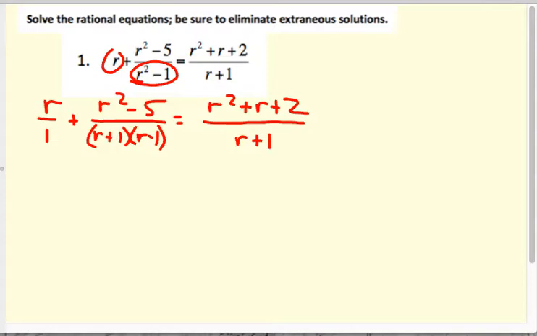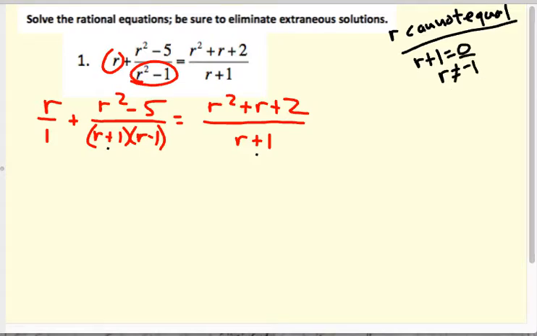So r cannot equal, what can r not equal? Well, look at your factors. I have an r plus 1 here and here. So that means r plus 1 cannot equal 0. If you solve this, you get r equals negative 1. That means if I get negative 1 for a solution, that would be an extraneous solution. We cannot use it. We also have an r minus 1. If you set that equal to 0 and solve, you'd add 1 to both sides. So if r equals 1, that would be an extraneous solution also. So basically we're saying r cannot equal 1 or negative 1.